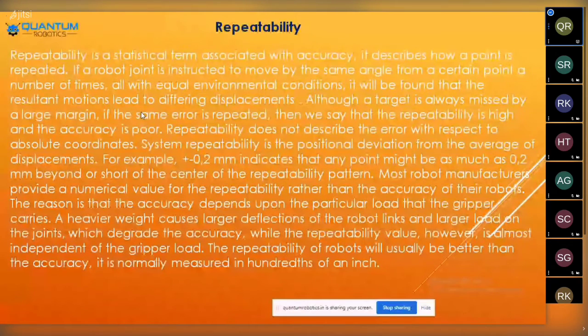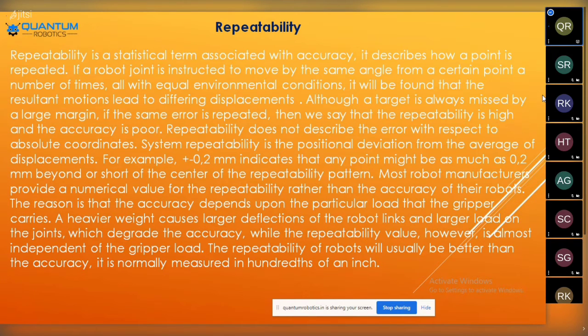That is called the environmental conditions. It will be found that the resultant motion leads to different displacement. When we are going to calculate the accuracy, we have to calculate the particular displacement, how much it has, and what the distance of the robot was. By using that distance, we get the triggering point.